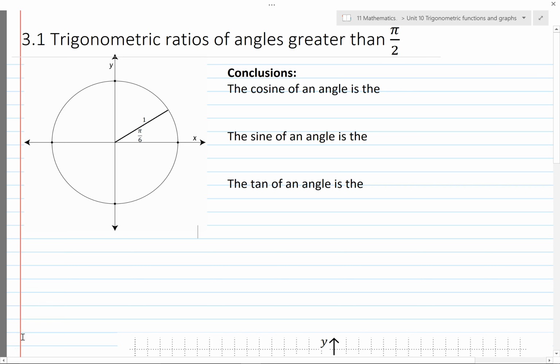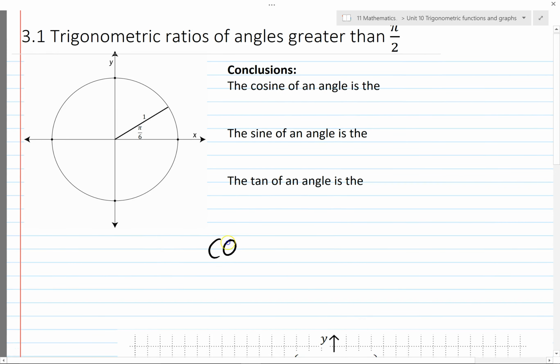Have you ever been walking down the street and someone's come up to you and said, "Hey man, what's cosine of 11 pi on 6?" And you said, "Oh, I don't know," and you sort of walked off with your tail between your legs. Well, by the end of this lesson, you'll be able to answer that question.